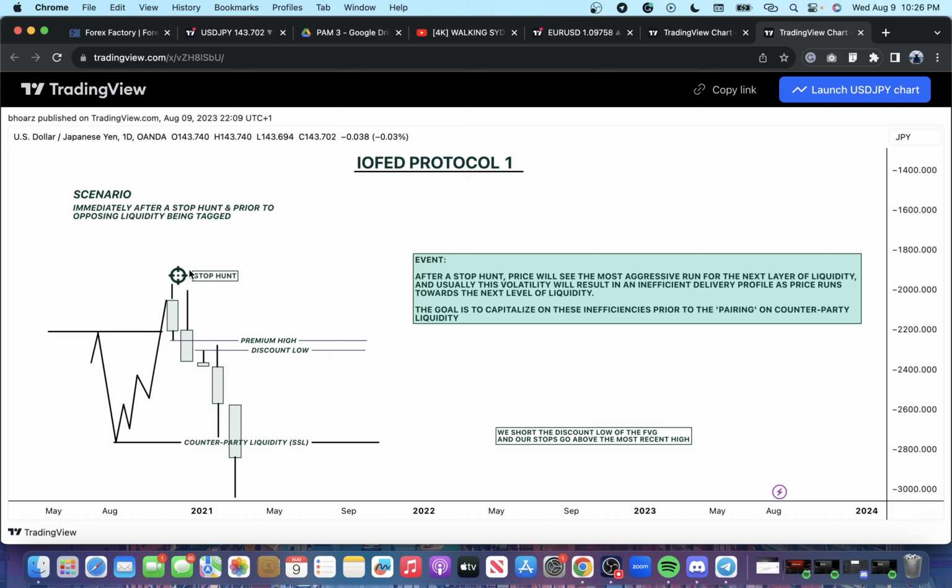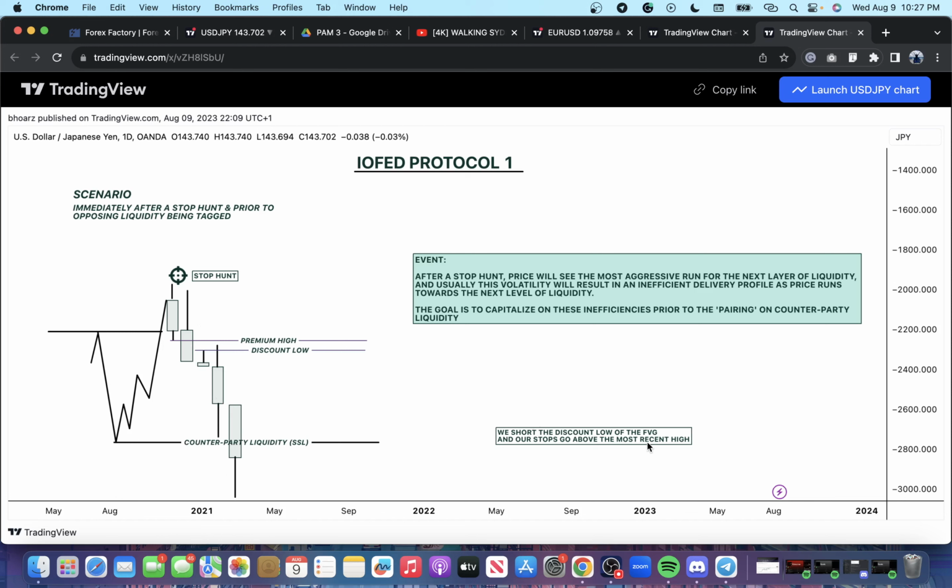And then for sells, this again is after a stop run, immediately after a stop run, and prior to the sell side being taken out. If the sell side is taken out, we're not really interested in using this protocol because the scenario is already disqualified. Okay, so again, we need two conditions for this scenario to be qualified for our protocol. One, we need a run on opposing liquidity, and then we need the market to not have expanded for the liquidity in direction of order flow.